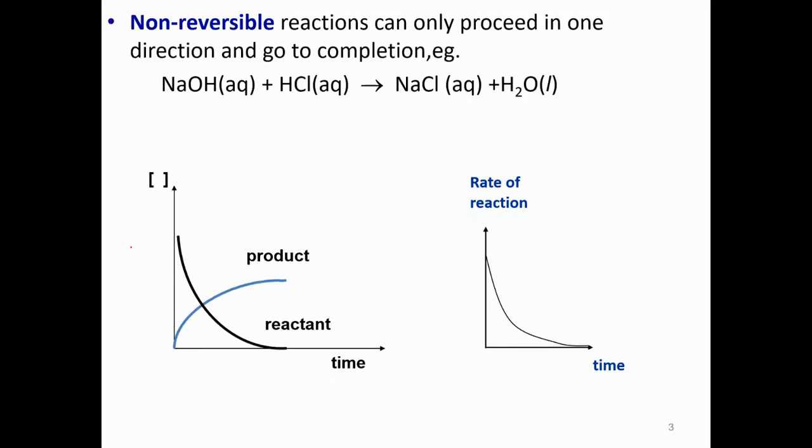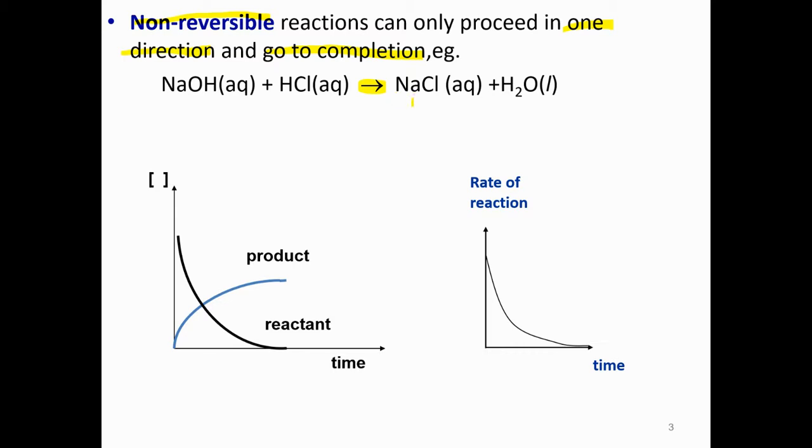Now, before we go to reversible reaction, let us recall what a non-reversible reaction is. A non-reversible reaction can only proceed in one direction. Therefore, we use an arrow that is one-headed only, and it goes to completion. For example, a strong base reacts with a strong acid. After it completes, it will produce salt and water.